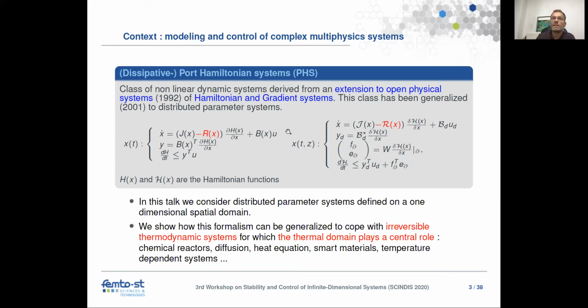And you can see that in this formalism, H is the energy, most of the time the mechanical and electrical energy, but it does not account for the thermal domain. And the thermal domain is only accounted for through the dissipation. And we would like to have more knowledge about how the energy flows from the mechanical domain, for example, to the thermal one.